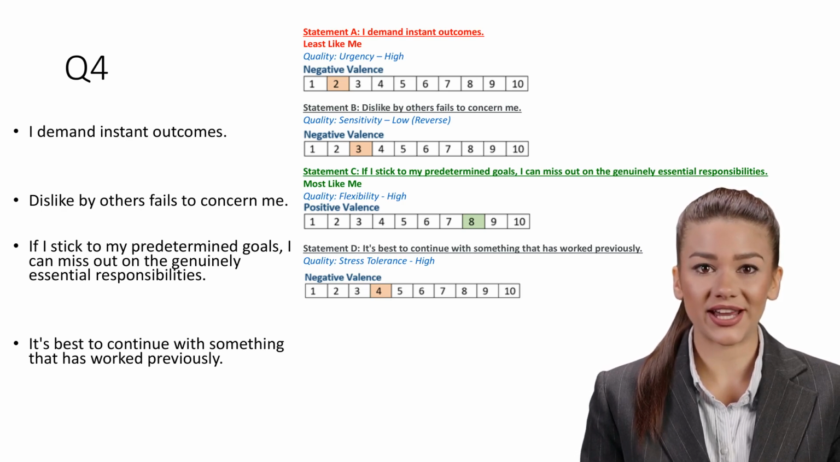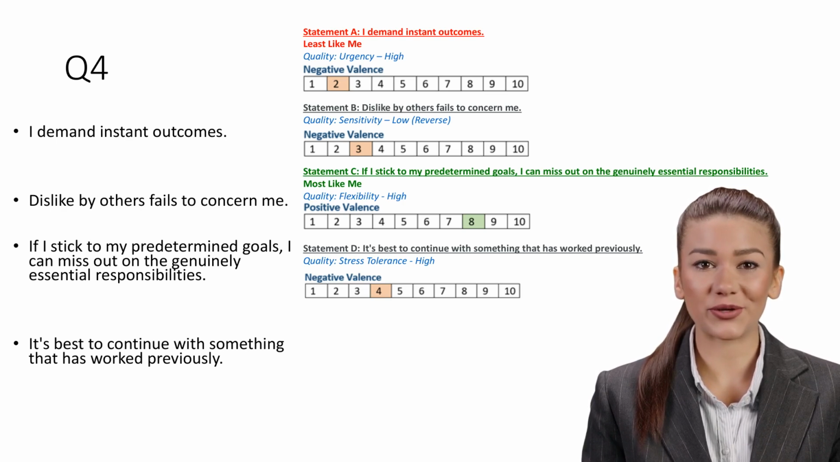Statement B. Dislike by others fails to concern me. Quality, sensitivity low, reverse. Failing to build constructive relationships is never a positive quality. In balance to this, we cannot be overwhelmed by the dislike of others and be overly sensitive.